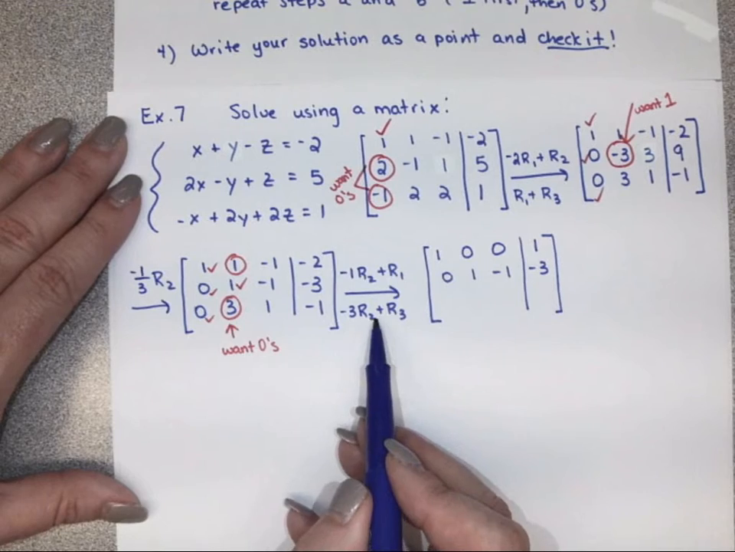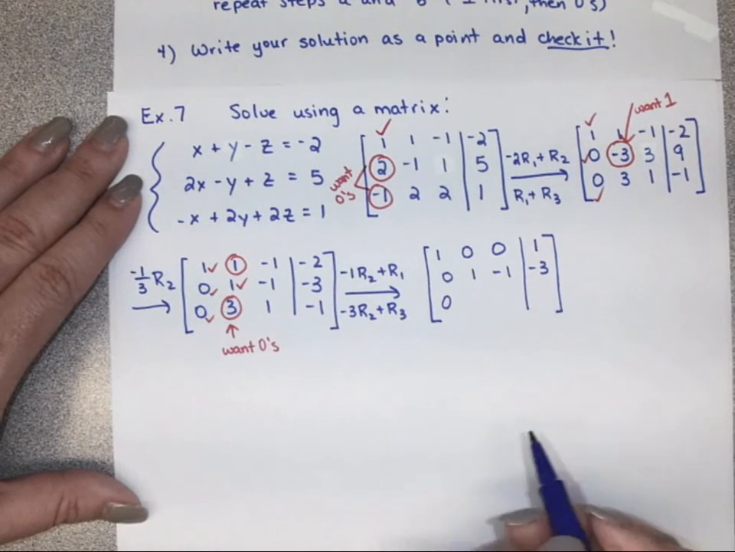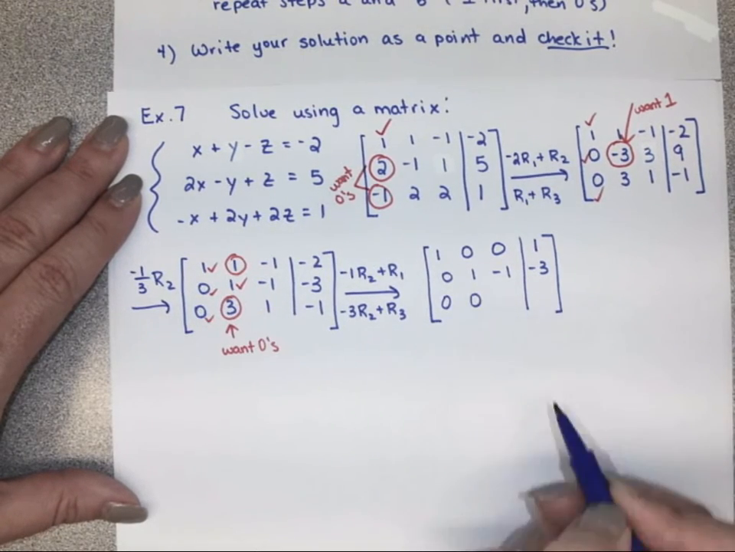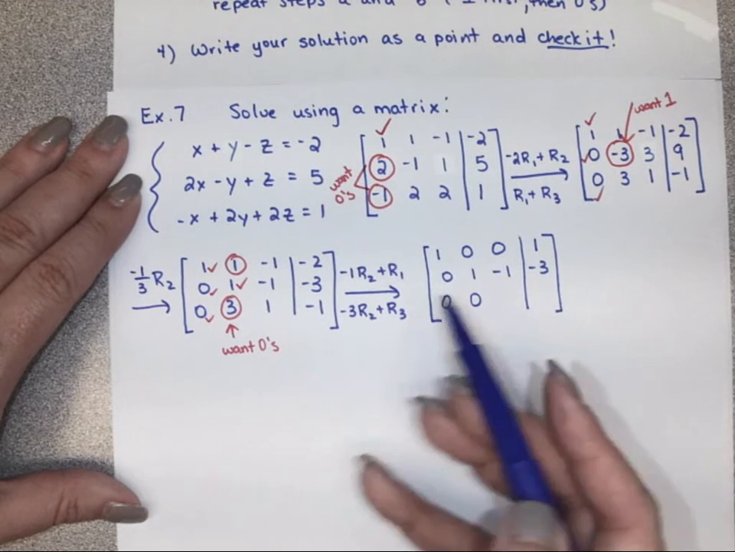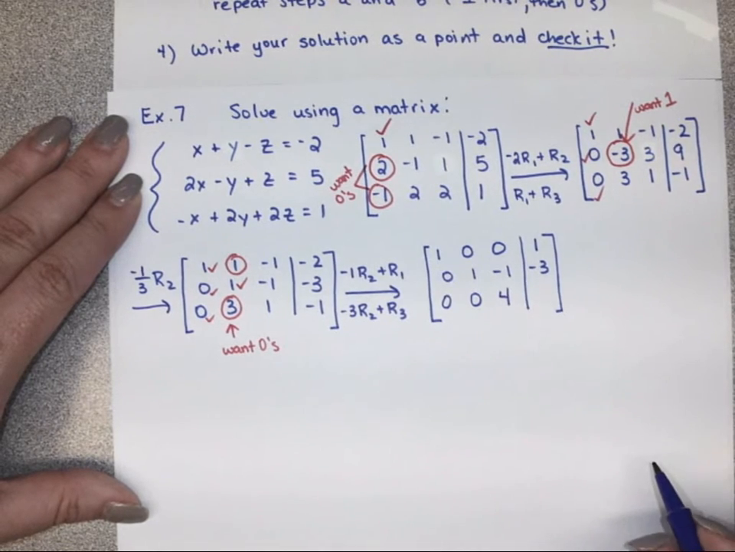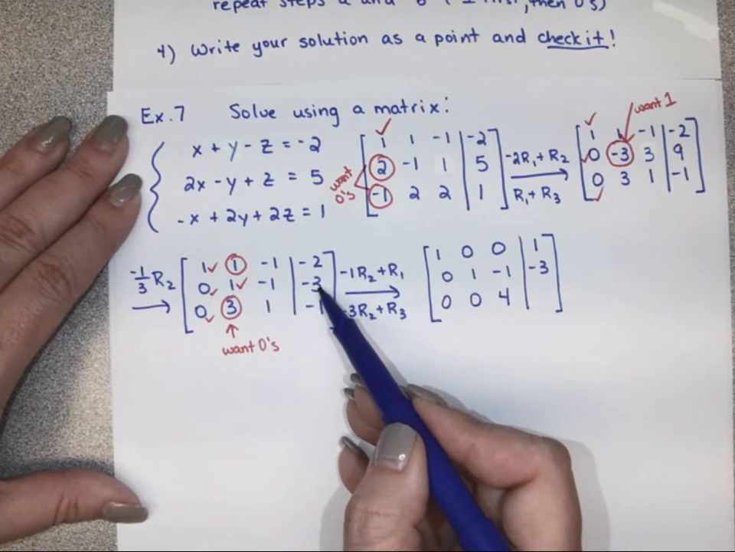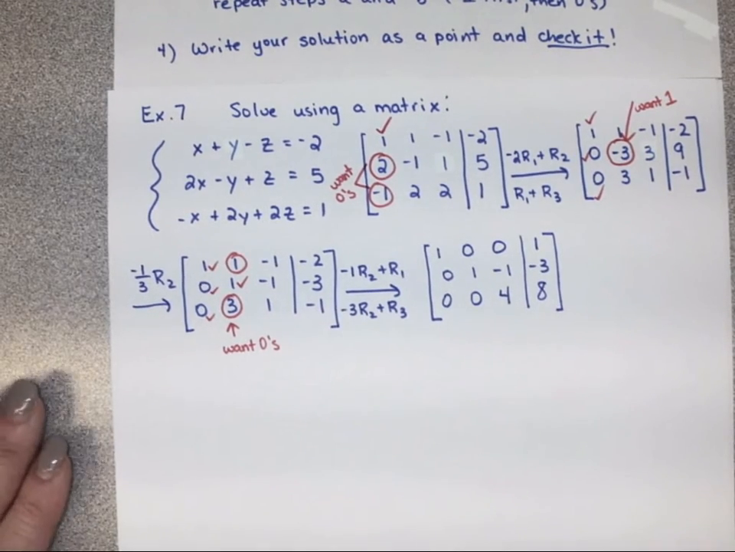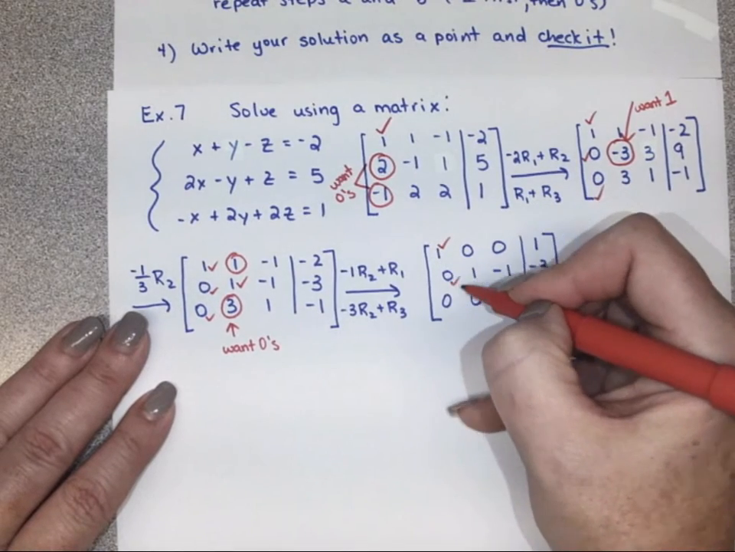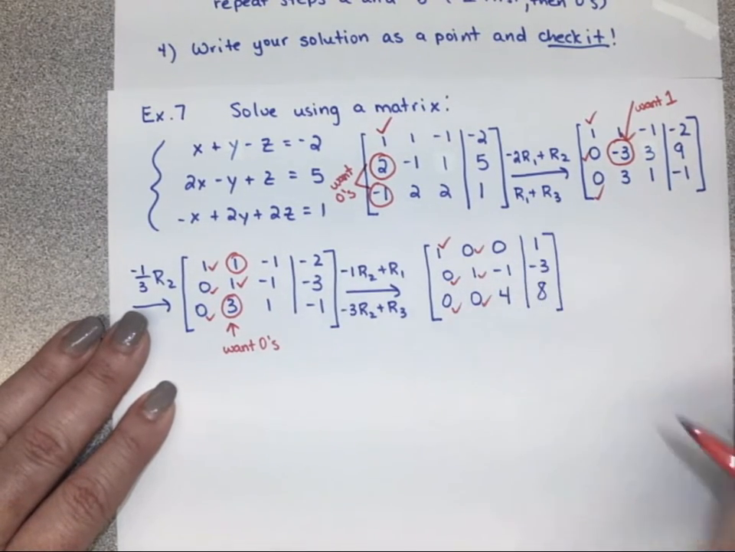Negative 3 row 2 plus row 3, 0 and 0 stays 0. Negative 3 plus 3 is 0. Negative 3 times negative 1 is 3, plus 1 is a 4. And then negative 3 times negative 3 is 9, plus a negative 1 is 8. So we're getting super, super close, right? We're good here, here, here, here, here, and here.